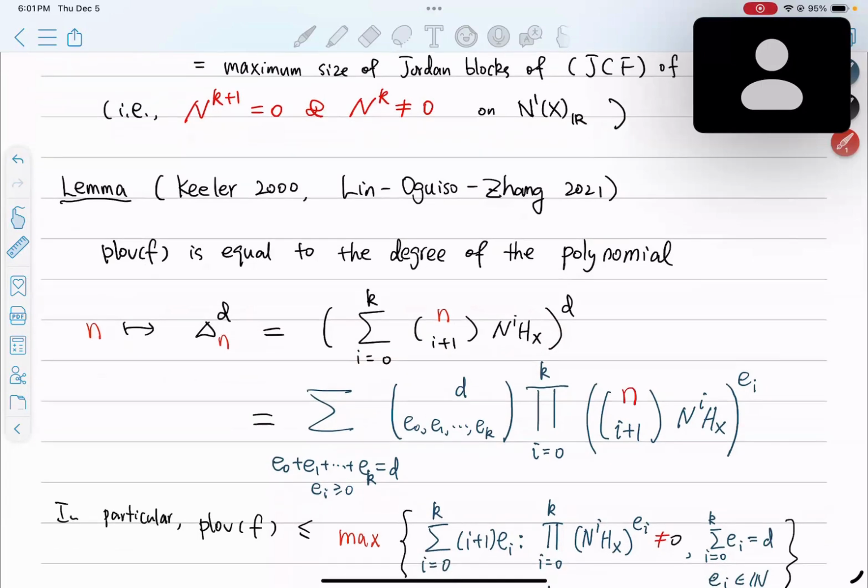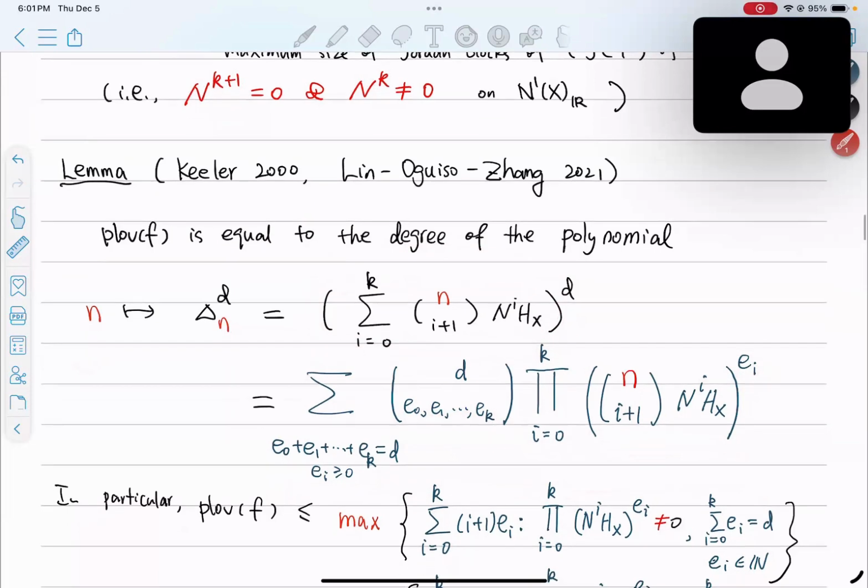Somehow it's useful to expand this power as a large sum. So we expand this product as a sum. We have certain multinomial coefficients, and then we have this term, just like we choose e_i copies of this divisor. So we have this polynomial, which maps n to the right hand side.